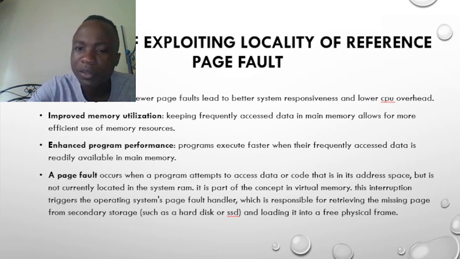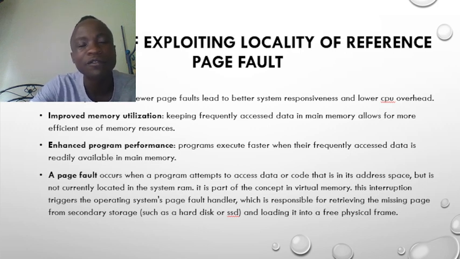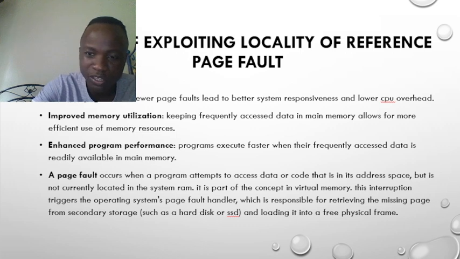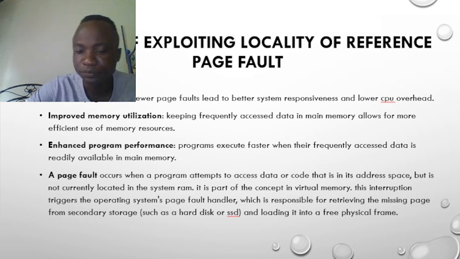A page fault occurs when a program attempts to access data or code that is in its address space but is not currently located in the system RAM. This can cause failure of the program to execute or inconsistency in data. Let us move to the next slide.